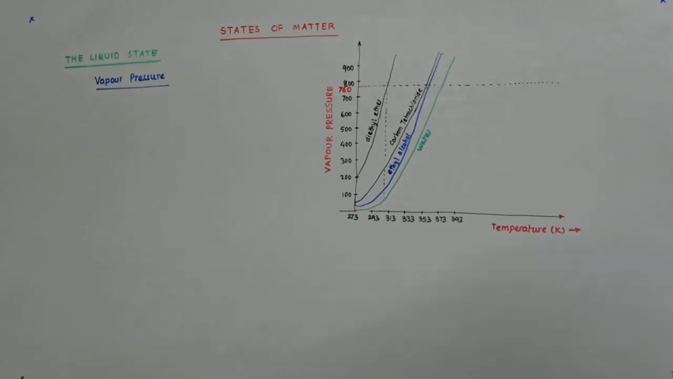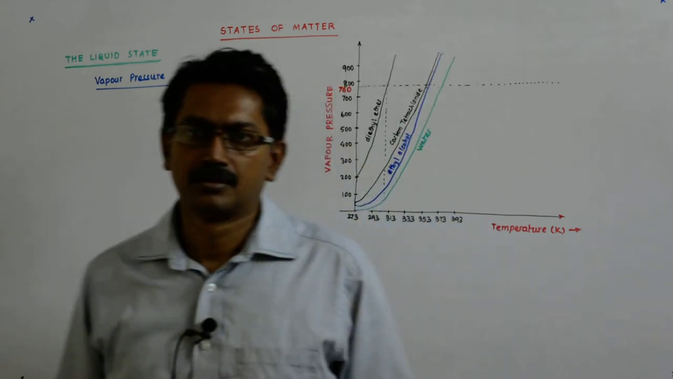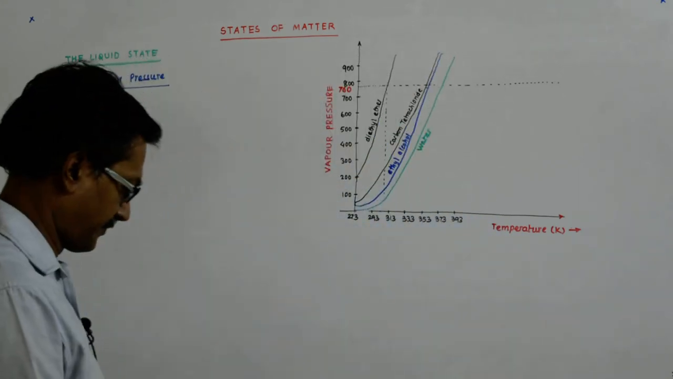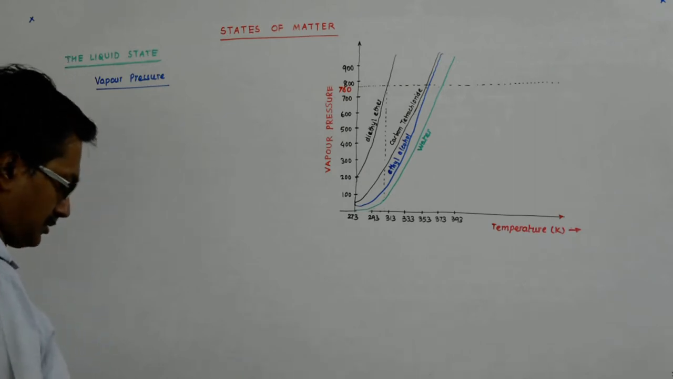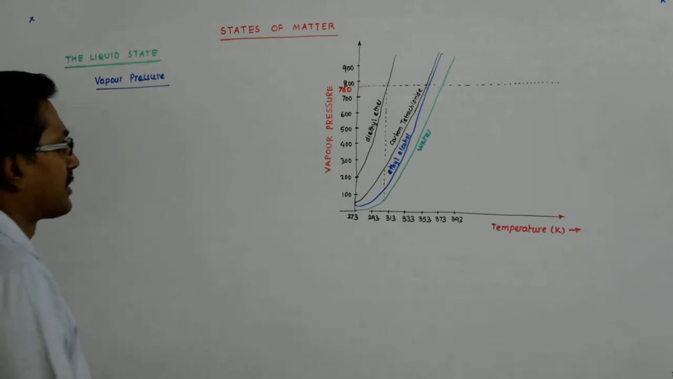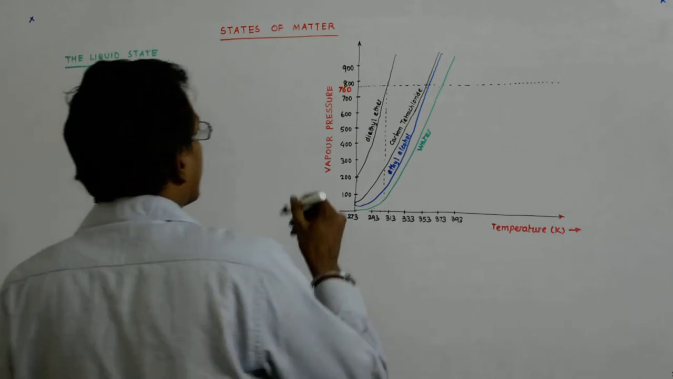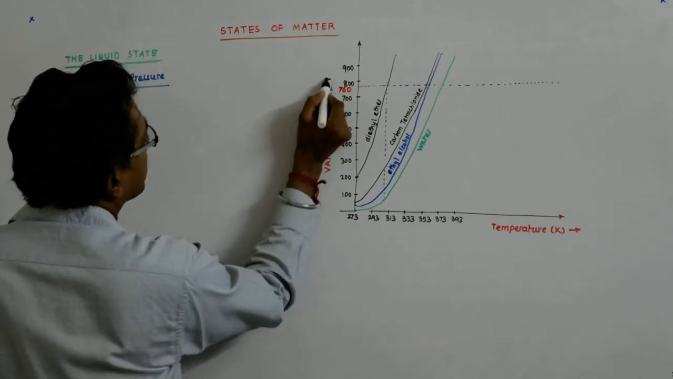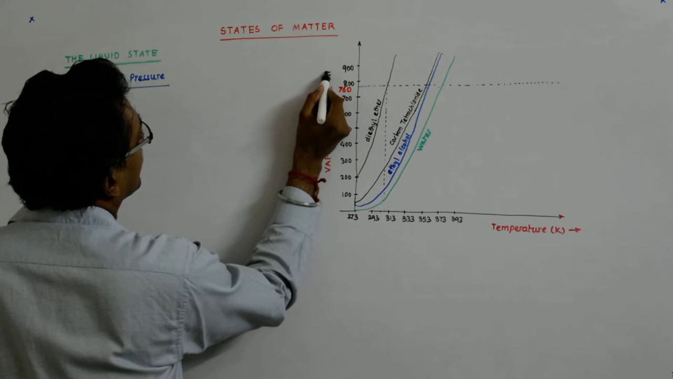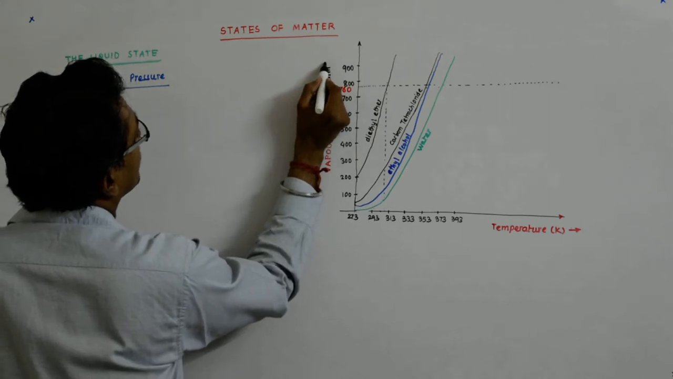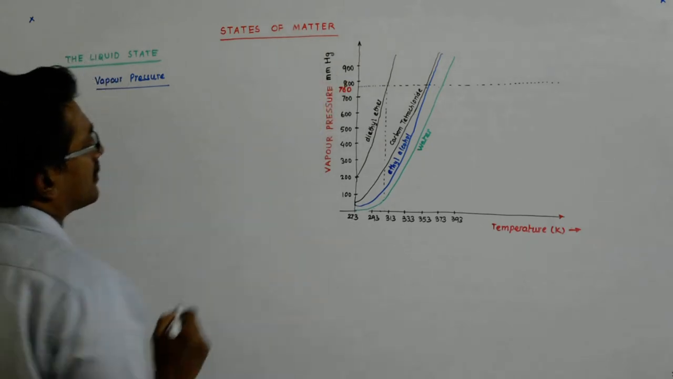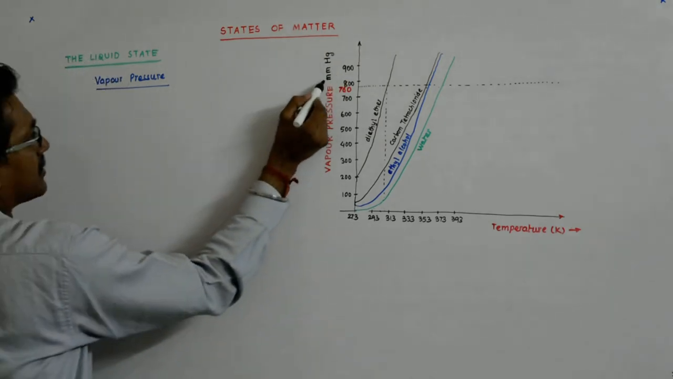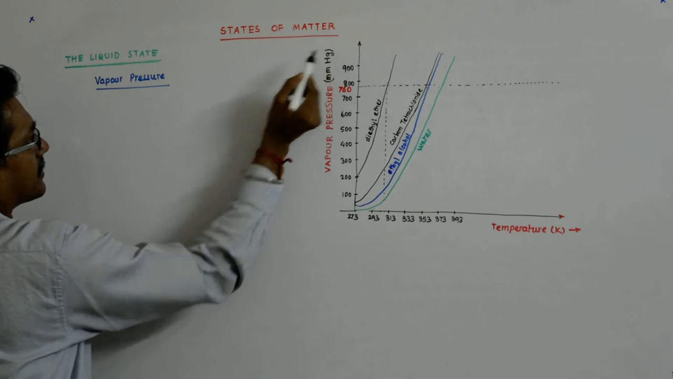Let us see the graph of some of the liquids and how their vapor pressure varies with the temperature. Okay, how it varies with temperature. This is the vapor pressure in mmHg. Okay, that is the unit of it.